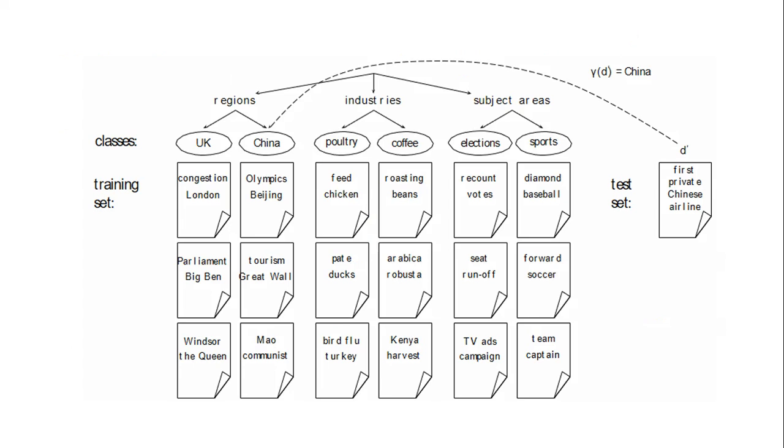Let's take an example in which we have different classes. One class is named UK, another class is named China, a third class is named poultry, and another class is named coffee. A fifth class is named elections and another class is named sport. Now, given a new document which reads first private Chinese airline, we need to figure out where to classify this document. Based on the content of the new document and the probabilities of each term within each specific class, this document is classified in the class China.